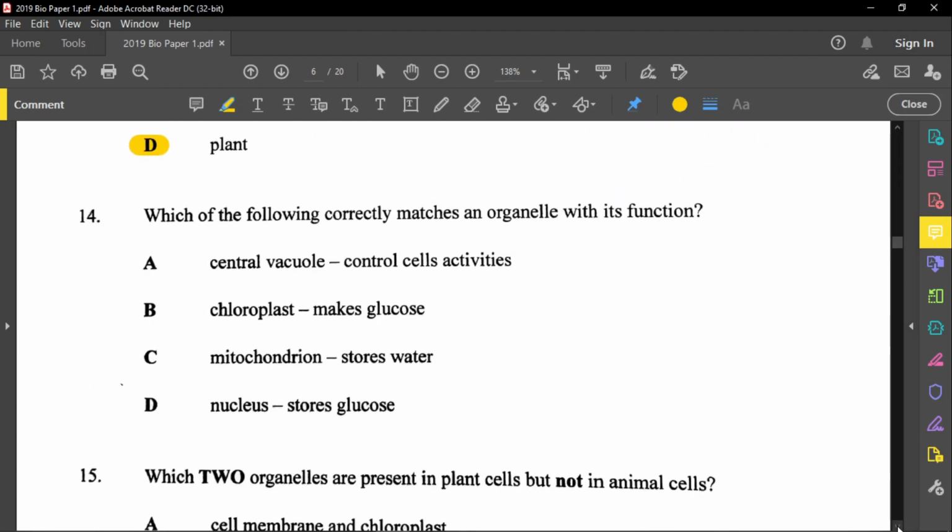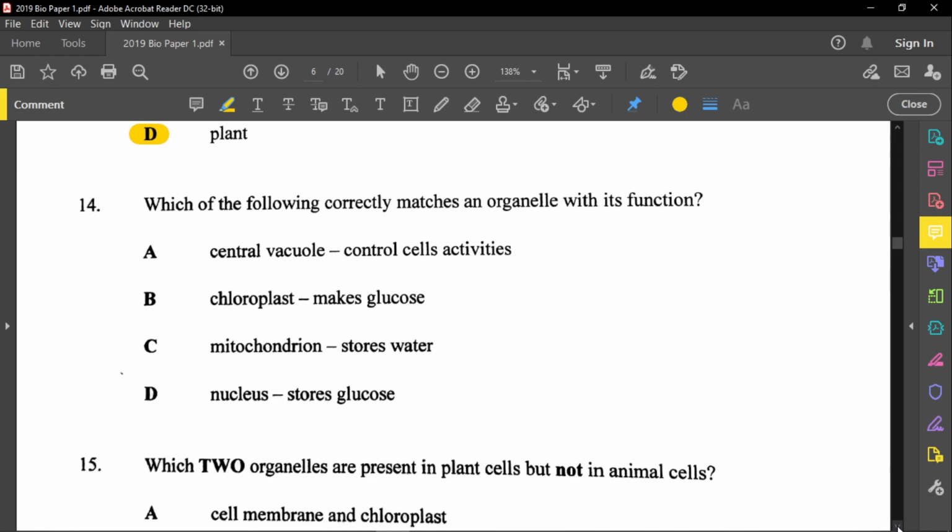All right, for number 14, it says, which of the following correctly matches an organelle with its function? And so we have central vacuole controls cell activities, which is not true. The nucleus will do that. Chloroplast makes glucose. That's sounding really, really good. So chloroplast is where photosynthesis takes place and produces glucose. So let's highlight that for now. Mitochondria store water, which is not true. Mitochondria will produce energy. Nucleus stores glucose is not true. Glucose controls the cell activities is not true. And the central vacuole is what stores water, plant food, and waste.